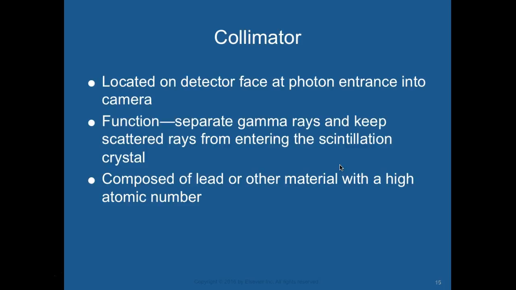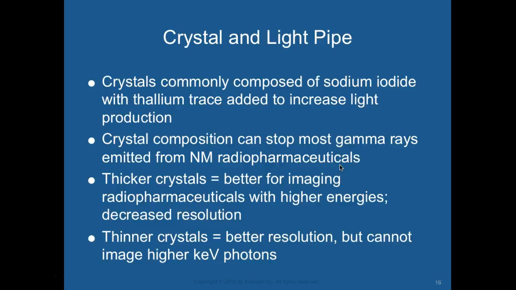The collimator is located on the detector face at the photon entrance to the camera. The function is to separate gamma rays and keep scatter rays from entering the scintillation crystals, and it is composed of lead or other material with a high atomic number, so it can't be penetrated. Then the crystals and the light pipes. Crystals are commonly composed of cesium iodide with thallium trace added to increase light production. Crystal compositions can stop most gamma rays emitted from the nuclear medicine radiopharmaceuticals.